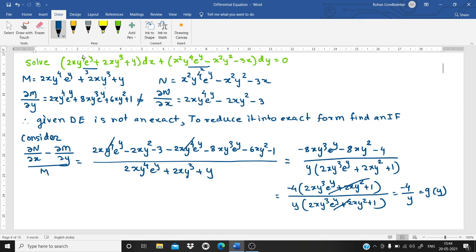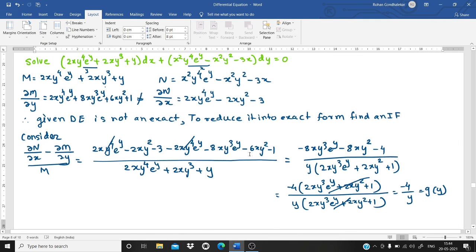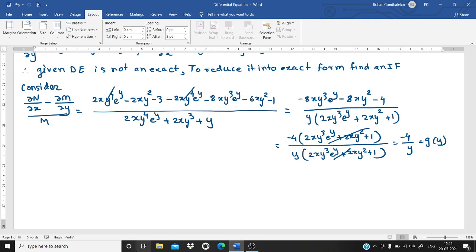y only. Now you have enjoyed this problem a little more, because if we follow the second rule, getting y common from M and getting x common from N, it becomes a little tedious for calculation. Fine. So hence the integrating factor is equal to e raised to integration of g of y dy, which is e raised to integral of minus 4 upon y dy, which is nothing but e raised to minus 4 into log y. So the final answer is 1 upon y raised to 4.